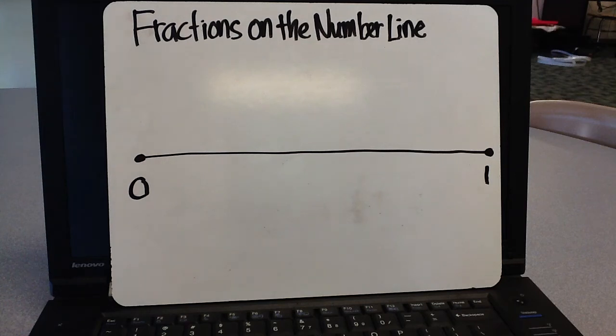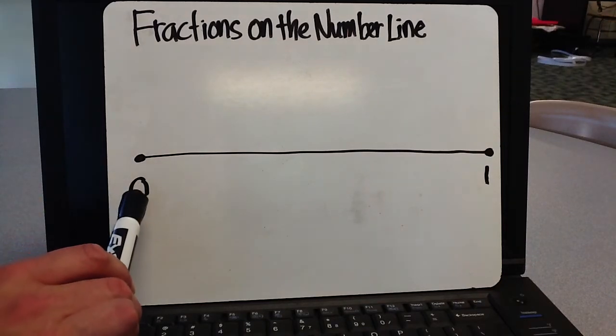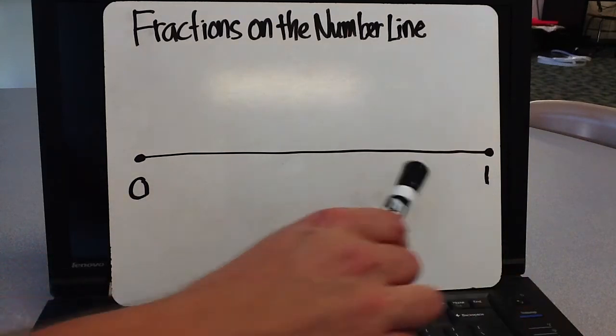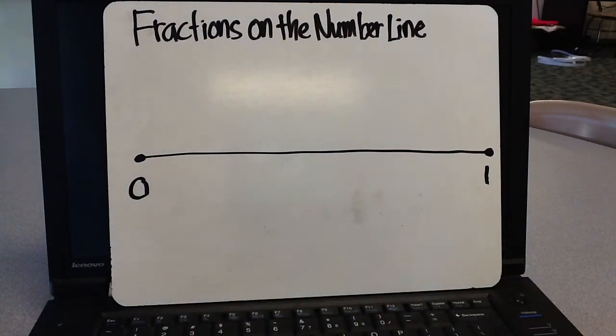Today I'm going to show you how to use fractions on the number line. Okay, so I've already drawn a number line here for you, and my number line starts at 0 and ends at 1. When I'm teaching this to the students in 3rd grade, what I like to say to them is that fractions live in between the numbers 0 and 1.